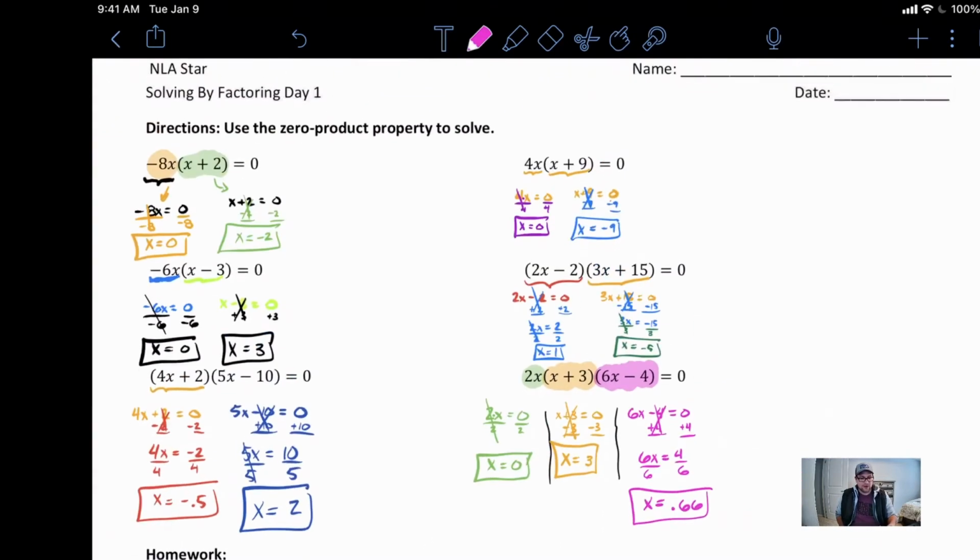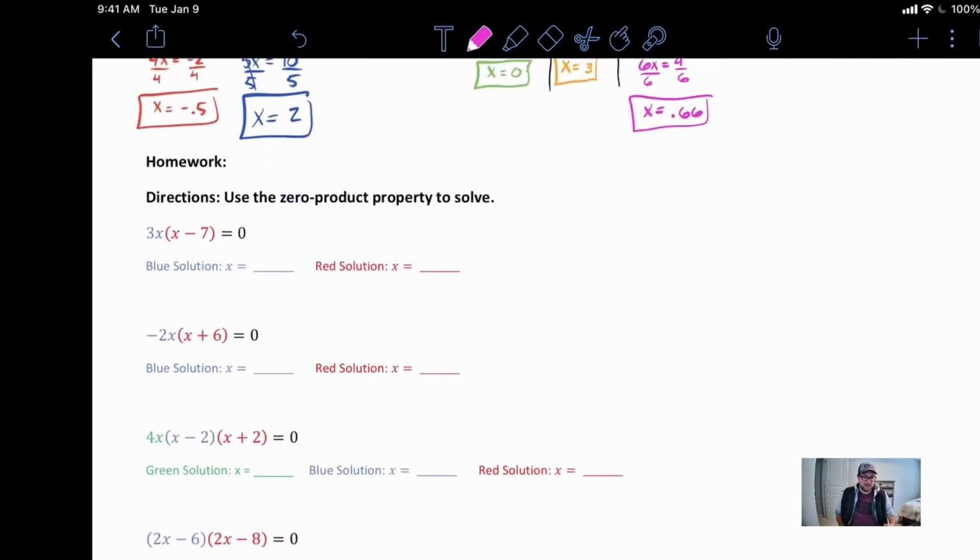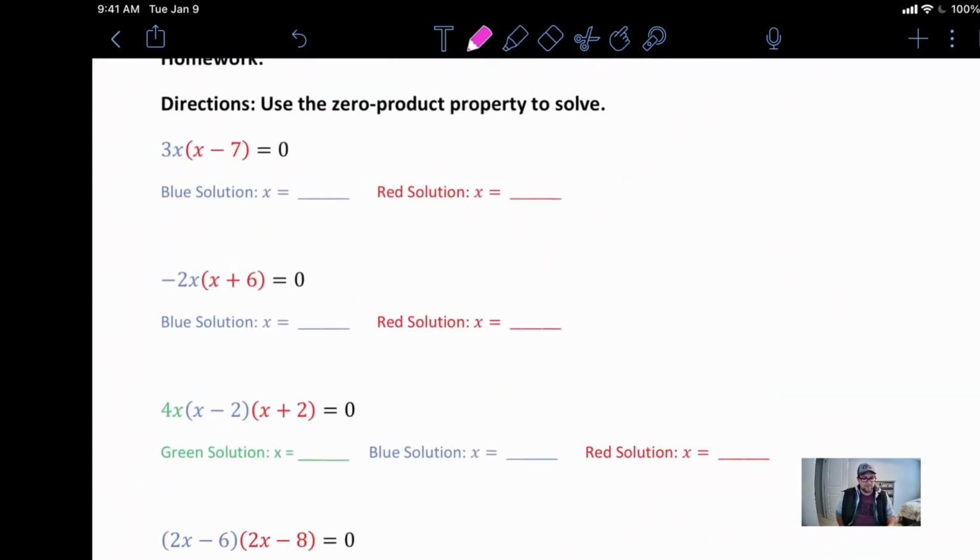Now, the rest of your time today is going to be spent working on some practice problems. So here's some practice problems. Remember, if you solve this piece, make sure you put that answer in the blue spot. And then when you solve the red piece, make sure you put it in the red spot.